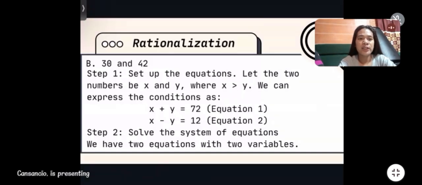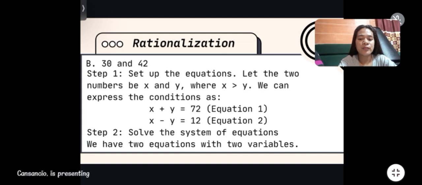Let the two numbers be x and y, where x is greater than y. We can express the conditions as x plus y is equal to 72, equation 1, and x minus y is equal to 12, which is equation 2. Step 2. Solve the system of equations.